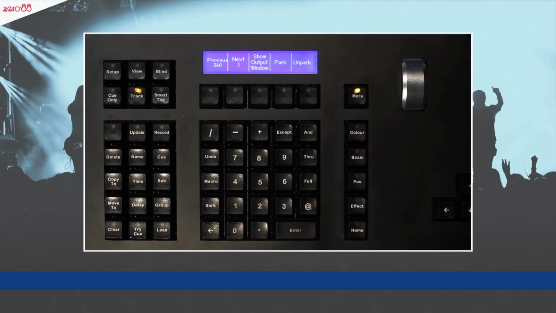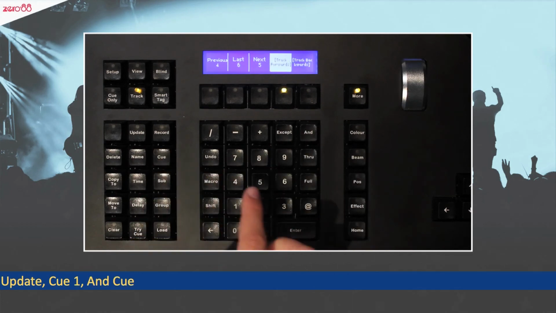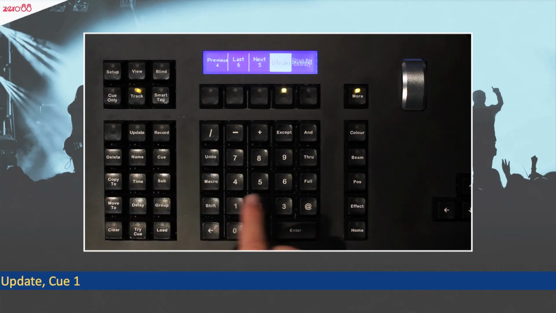To make changes to a cue, go into the cue, make the changes you wish to make, and then use the syntax update enter. If you wish to update a cue you're not currently in, you can define the cue by using the syntax update Q1 enter. It's possible to update several cues together by using the AND or through commands. For example, update Q1 and Q5 enter, or update Q1 through Q5 enter.